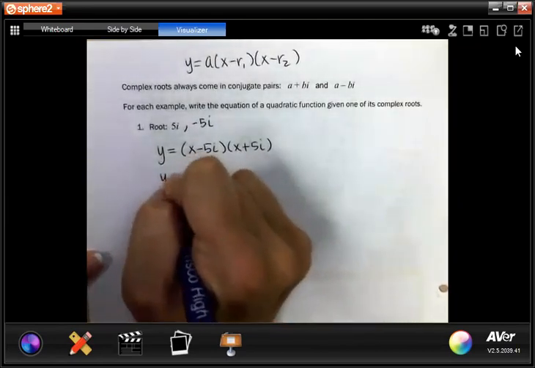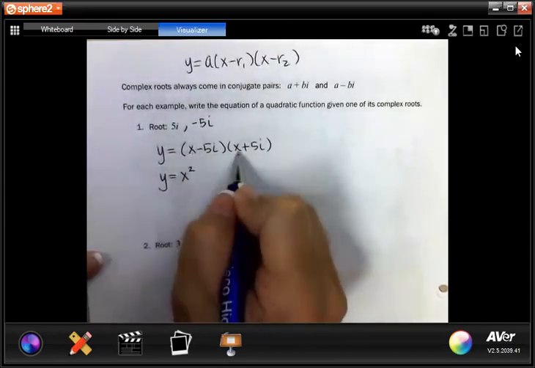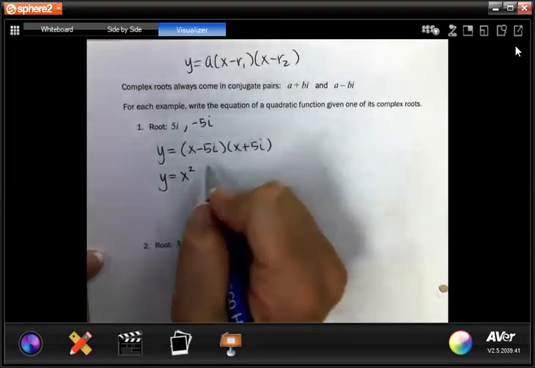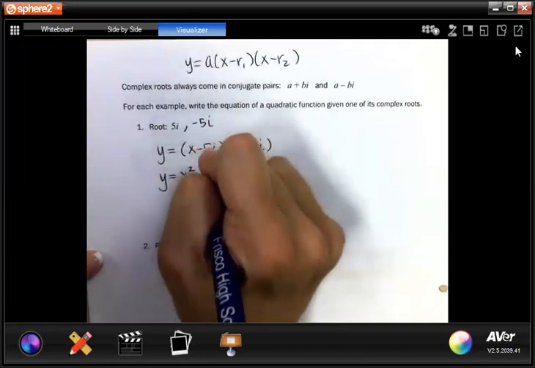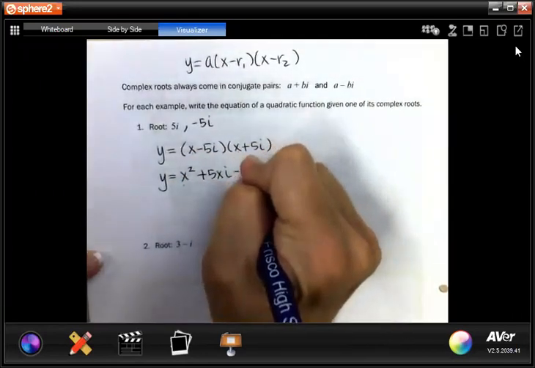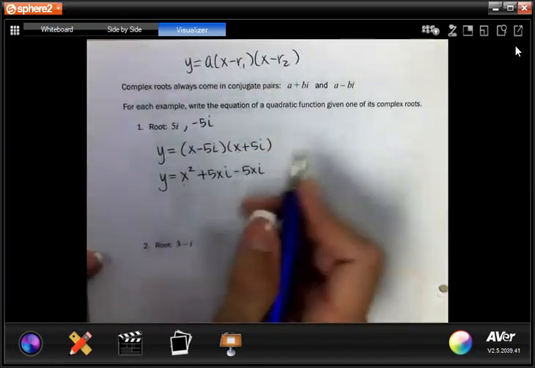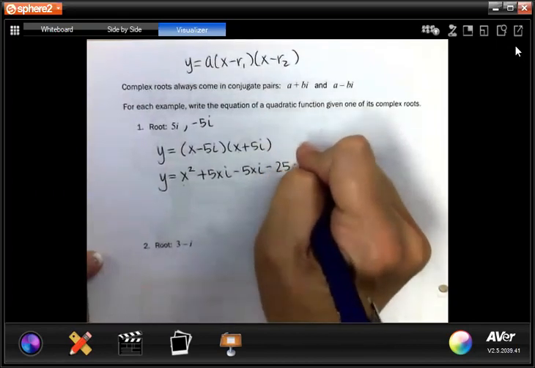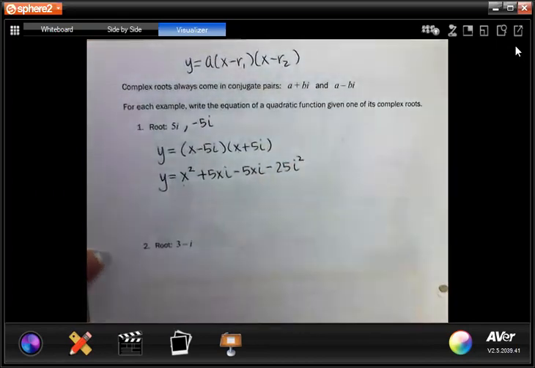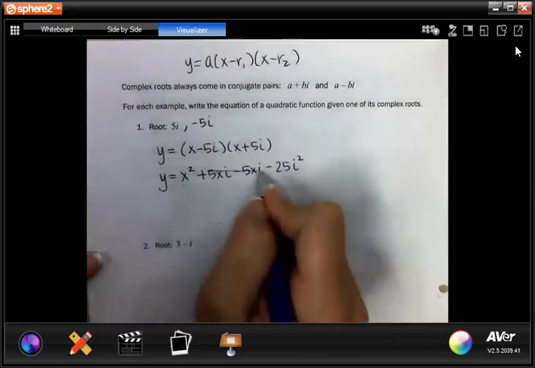And then last class, we learned how to multiply that out. You FOIL or use the box. So x times x gives us x squared. X times 5i gives us 5xi. Negative 5i times x gives us a negative 5xi. And negative 5i times positive 5i gives us a negative 25i squared. These two are going to cancel because they have opposite signs.